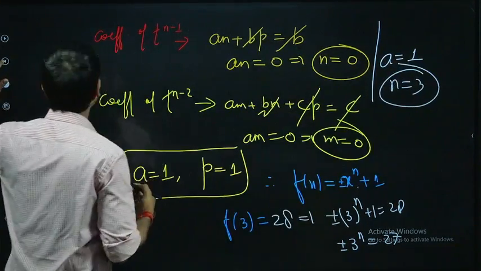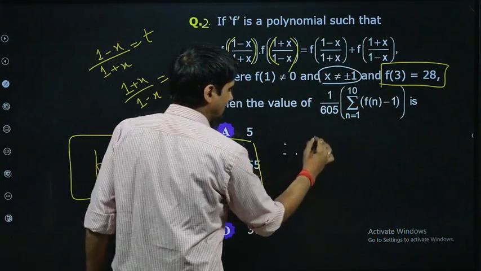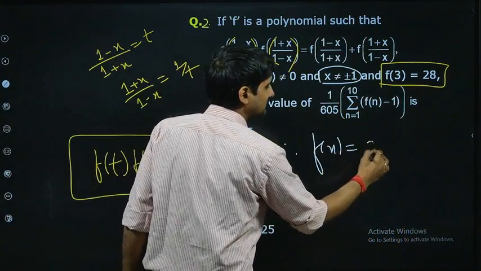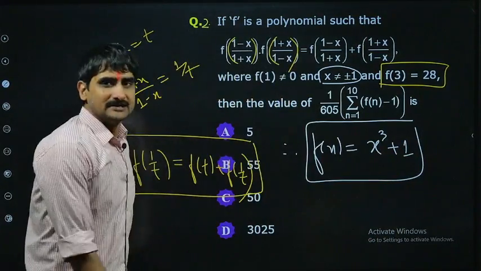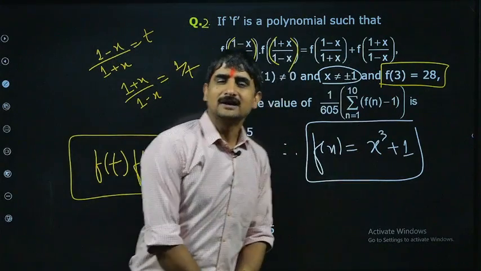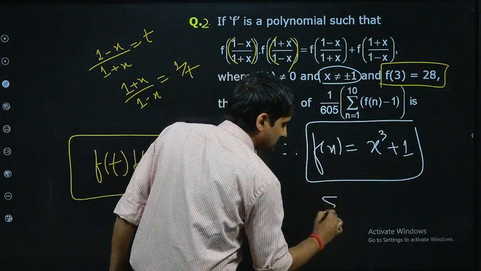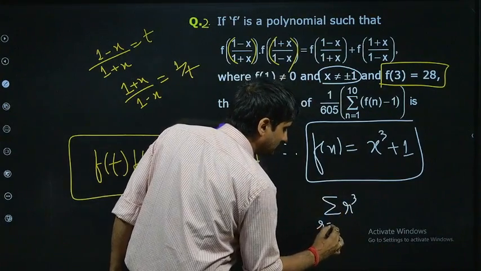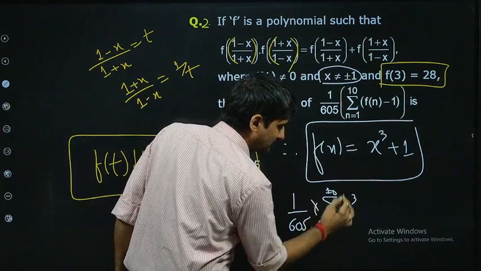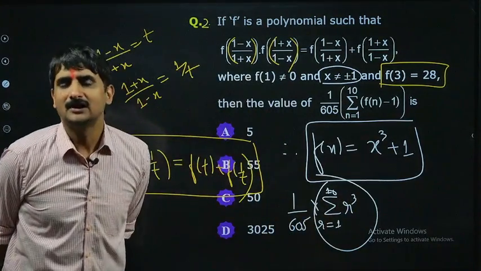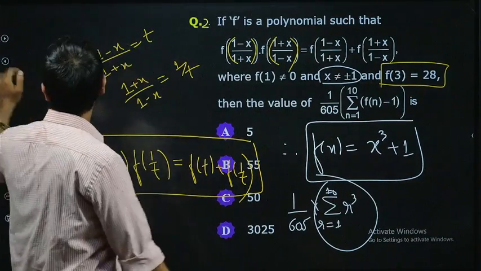Hence, we got the function. Therefore our function is x raised to the power 3 plus 1. Plus 1 minus 1 gets cancelled. So ultimately it's nothing but the summation of r cubed when r goes from 1 to 10, and 1 upon 605. And now you can simplify it to get the answer, bachon. Okay, so that's it. So that was the second question.